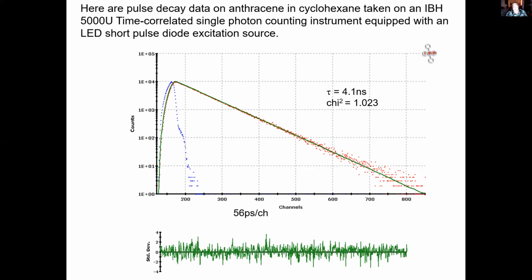Now here's actual data to illustrate this point further, taken with anthracene in a time-correlated single photon counting instrument. I'll talk about that method in a moment. With a light-emitting diode, a short diode excitation source. And we can see the plot intensities on a log scale. Our maximum here is about 10,000 counts. And on the time scale, we have channels, which are 56 picoseconds per channel. And the data points are the red points, and then the solid line through them is the best fit.